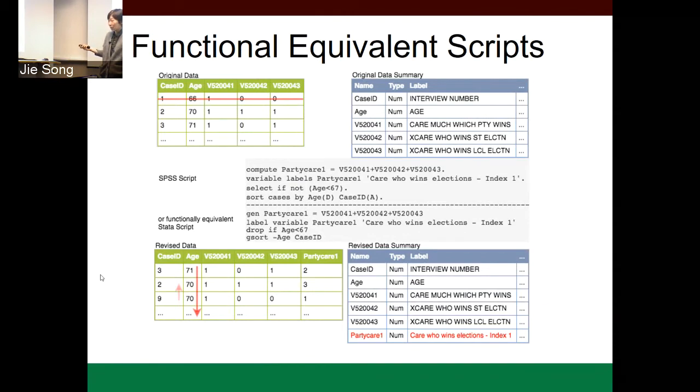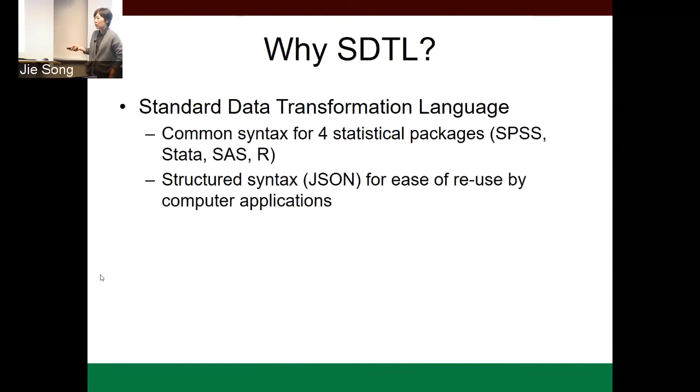languages as a standard representation. So that's why we propose a new representation of our own. It's called SDTL, Standard Data Transformation Language. So we'll create a common syntax for the 4 statistical packages. Scripts written in these languages can be converted to our language, SDTL. And then SDTL will be embedded into the metadata information. It has the format represented in JSON format, so it can be easily reused by other computer applications.